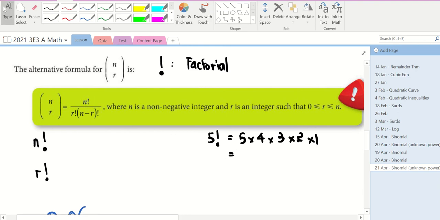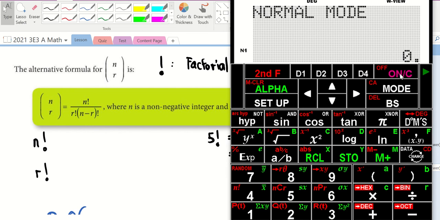But teacher, no need to do 5 times 4 times 3 times 2 times 1, can press calculator? Yes. So, I'm going to do that now. How do I press? 5, second function of number 4. Can you see 5 factorial? Press the calculator. 120. Don't believe? 5 times 4 times 3 times 2 times 1. Still 120. That is the meaning of 5 factorial.